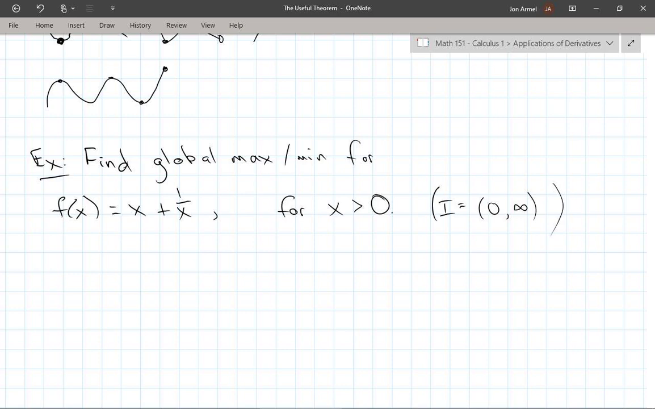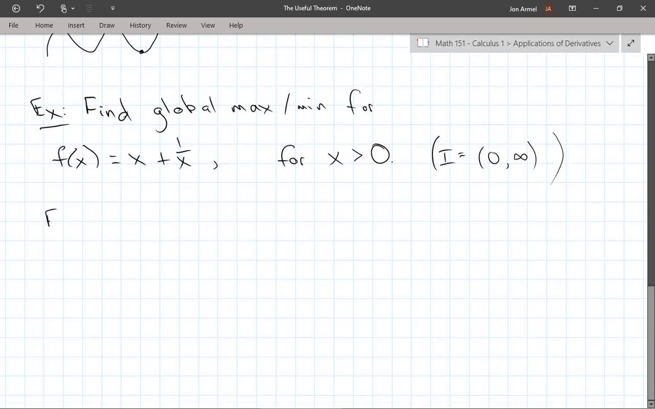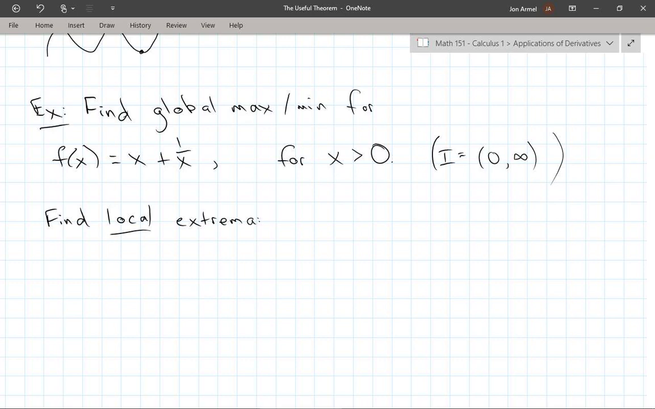Okay, so what are we going to do? Well, the useful theorem says we need to see if we have any local maxes or mins. Okay, so first I'm going to find the local extrema. And I'm going to hope that because I'm making a video to demonstrate the usefulness of the useful theorem, this only has a single critical point. So we need to find f prime of x and set it equal to 0. That's how you find critical points.